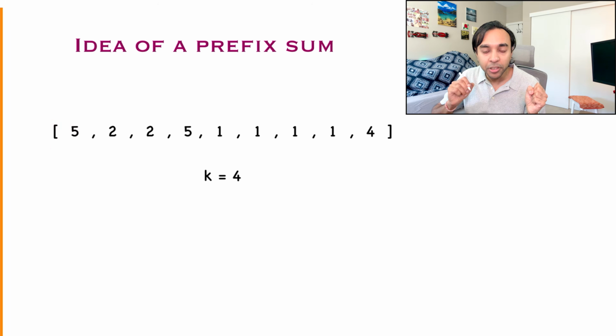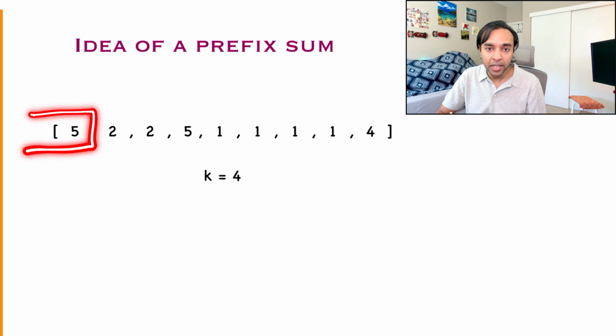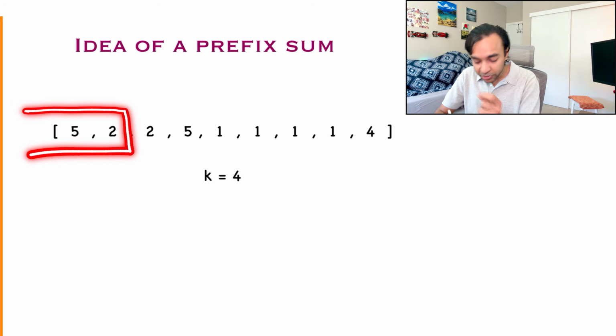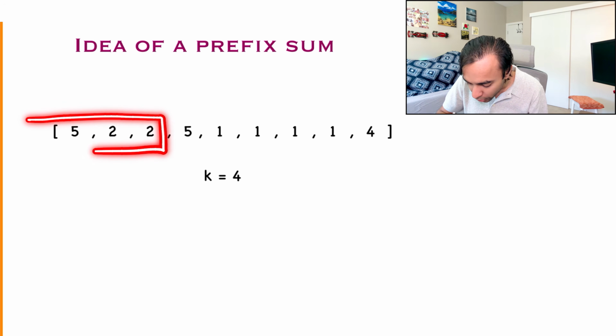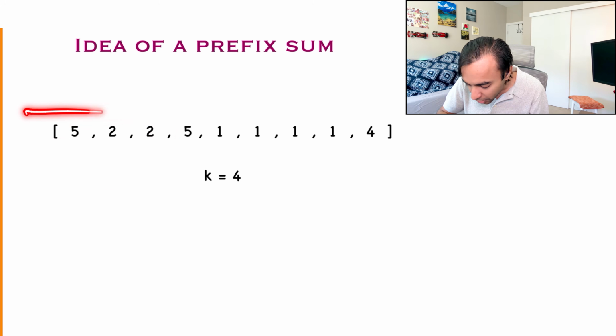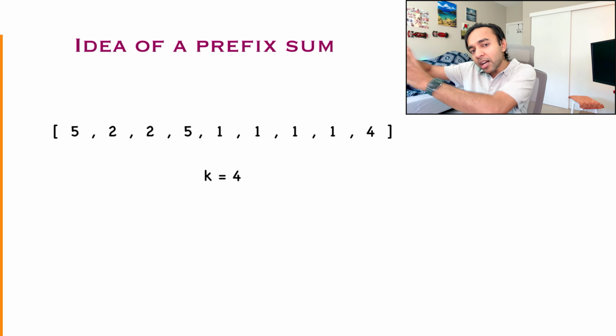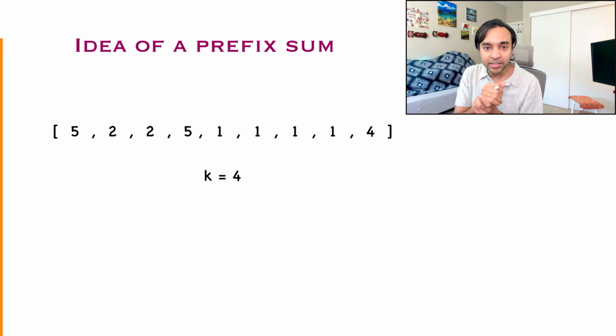So the prefix sum is 0. When you traverse the first element, you found one element, so the sum becomes 5. When you have one more element, you get 5 plus 2, and then the sum becomes 7. Similarly, you can keep on going ahead. For this particular prefix sum, the sum is now 9. If you keep on going ahead, the sum becomes 14. This is where you can keep a running total of all of these prefix sums.